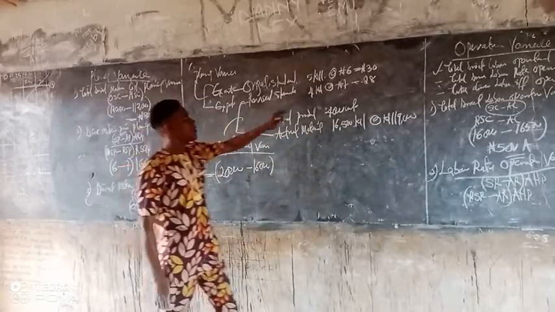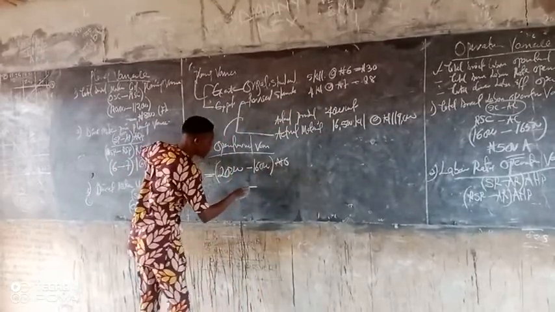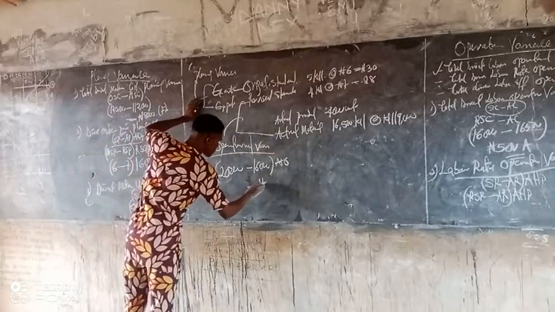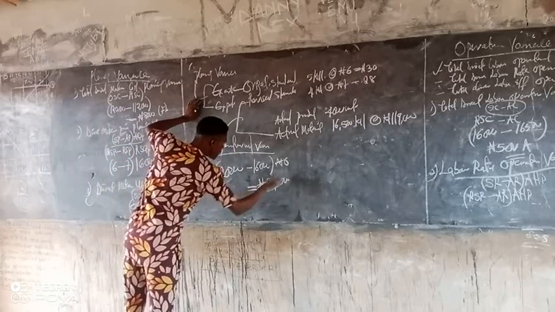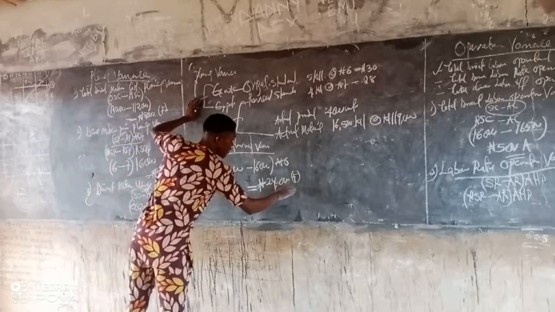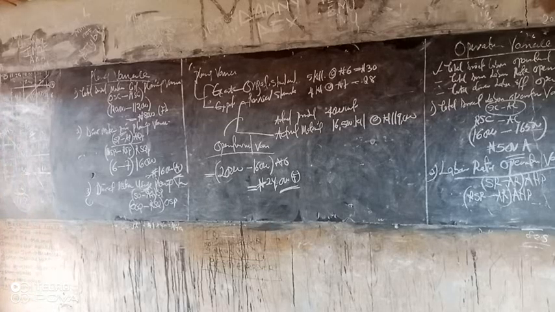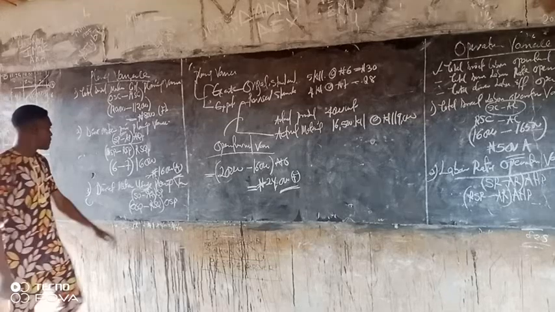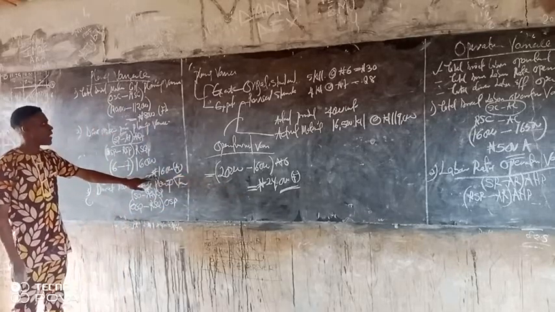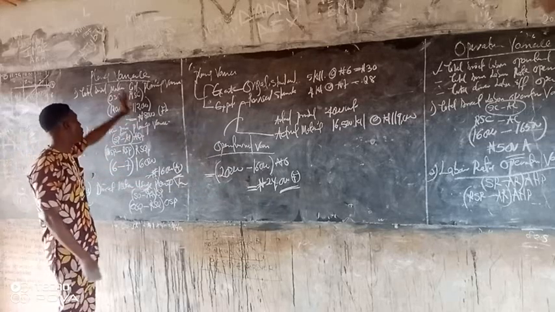Then our original standard price is 6 naira, so the variance is 24,000 naira. Okay, with this now, let's confirm our usage and our price together. Yes, 8,000. Correct, are we? So we are done with the planning variance.